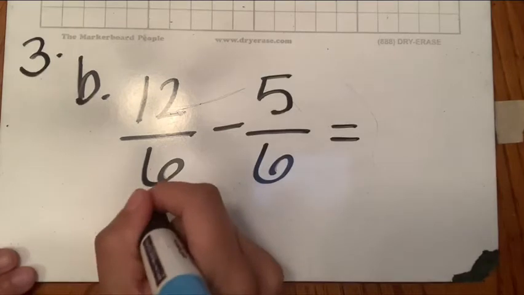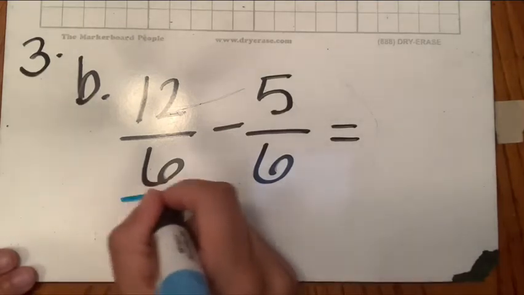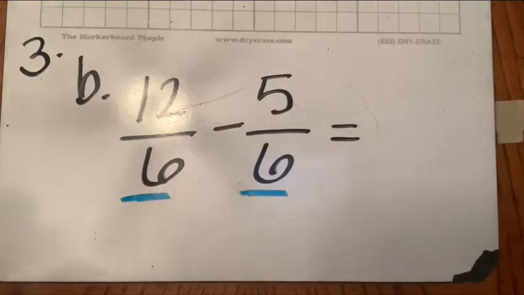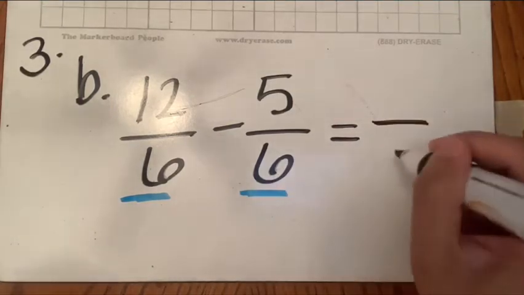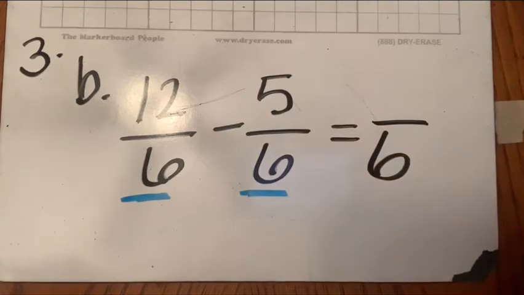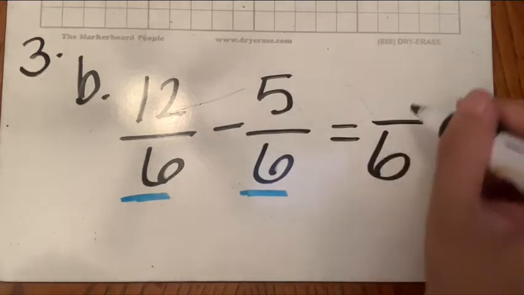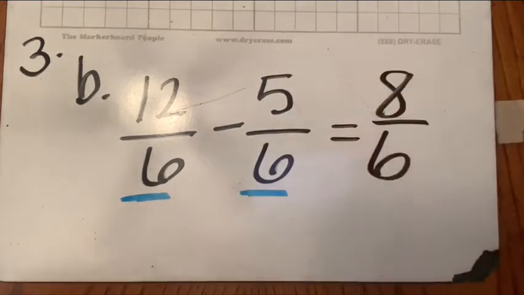Looks like we have common denominators, right? So now we can subtract, and we know that the denominator is going to stay the same. 12 minus 5 is 8, and we have 8/6.